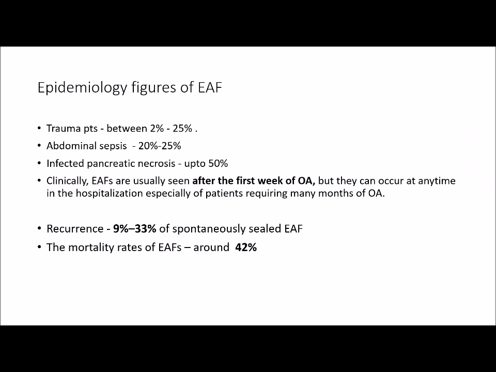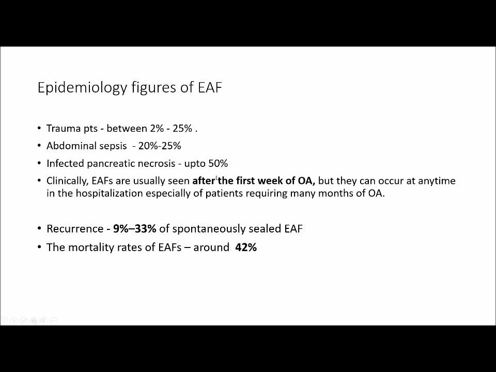Now, if we look at the epidemiological figures of EF, we have figures of EF as opposed to ECF. We don't have figures for that. Trauma patients, 2-25% will be developing an EF, right? Abdominal sepsis, 20-25%. Infected pancreatic abscess, 50%. That basically means 1/4 of trauma patients, 1/4 of abdominal sepsis patients, almost half of pancreatic necrosis would basically be having EF.